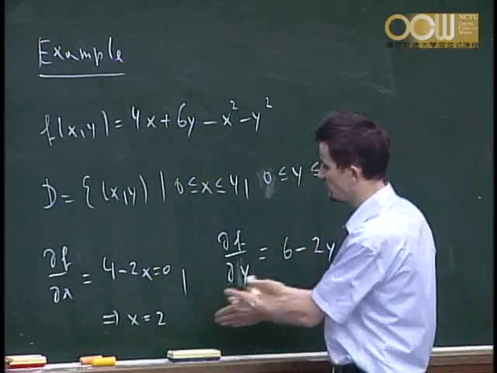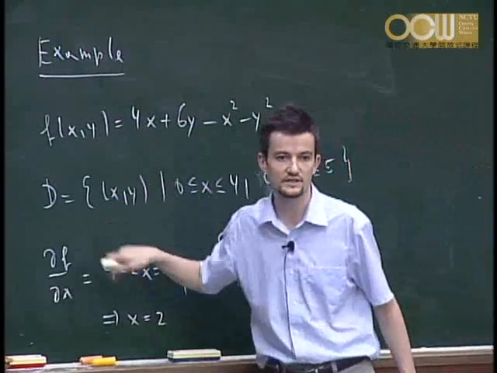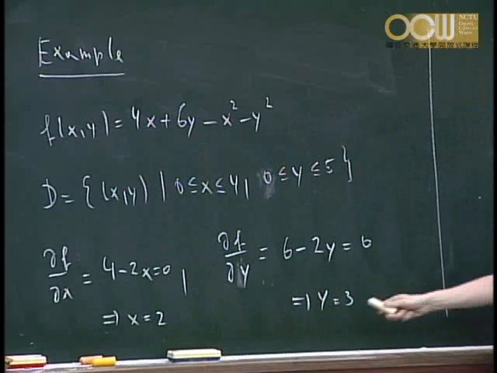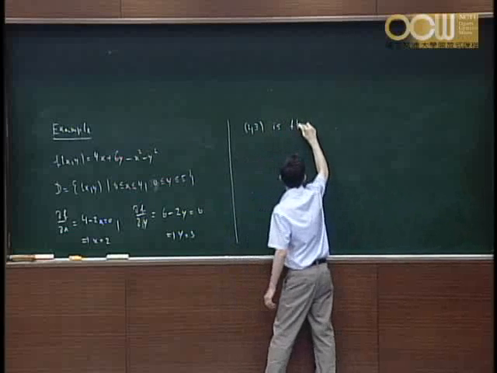If the point is not inside D, we can forget about it, because we are just discussing the function on this rectangle. So we see that this is the only critical point. (2, 3) is the only critical point.